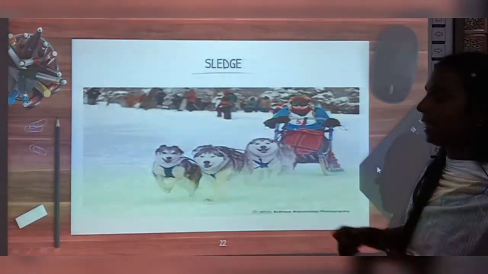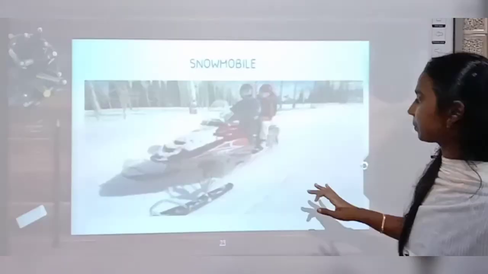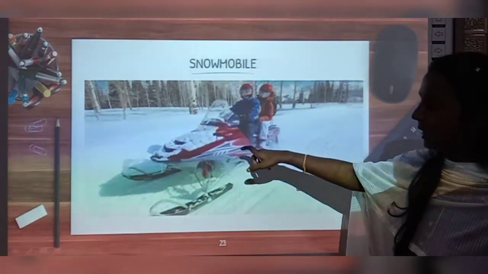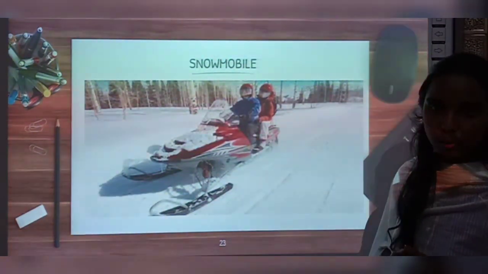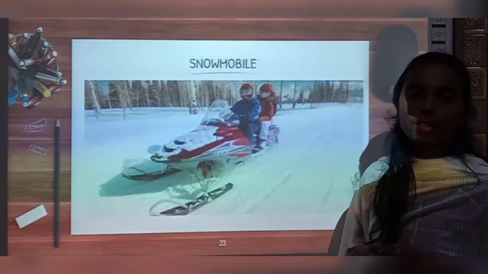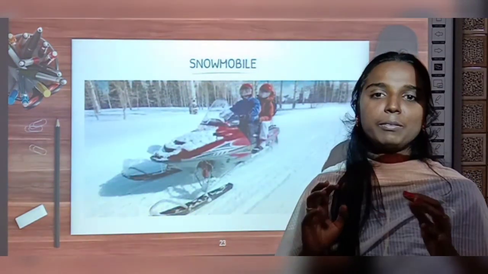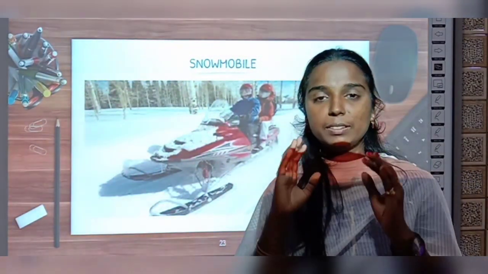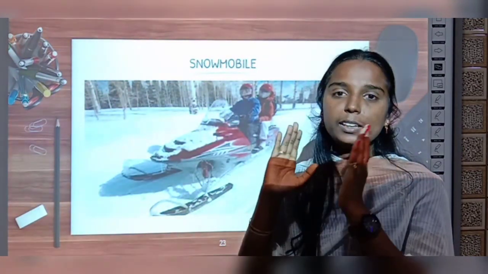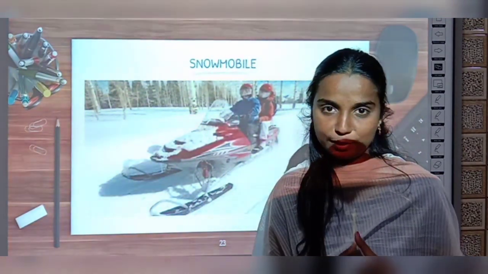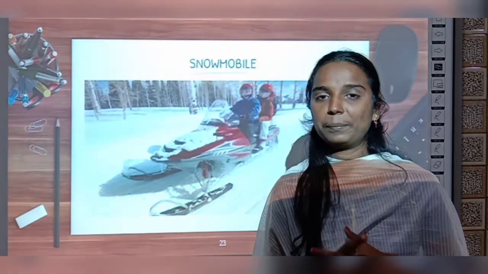So see, this is a sledge, okay? And this is a snowmobile. This vehicle can go in snow also, okay? So that's all about the life of the people, okay? So now let us watch a small video that will show you the entire concepts that we have learnt in Frigid Zone, okay? Let's watch the video and come back.